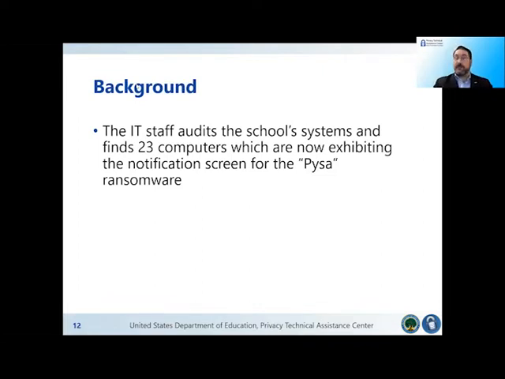Your IT staff obviously gets very excited about this. This is potentially a not great thing. So they're auditing school systems and they find that 23 computers within the school are now exhibiting this notification screen for the PISA ransomware. So 23 systems. The teacher shows up to pick things from the desk, and in the course of that, discover that 23 systems in the school are affected by this.